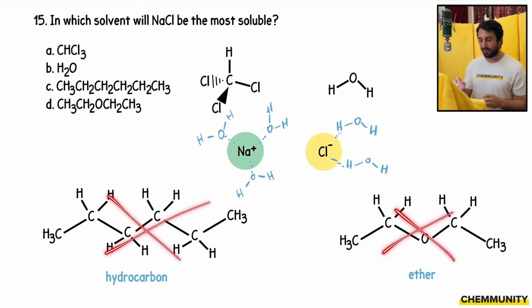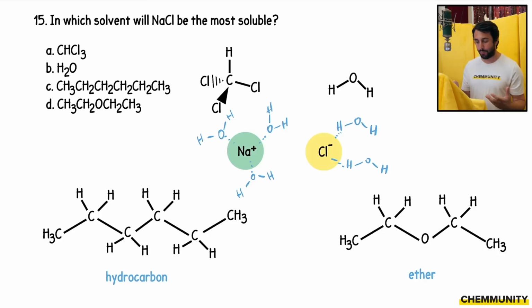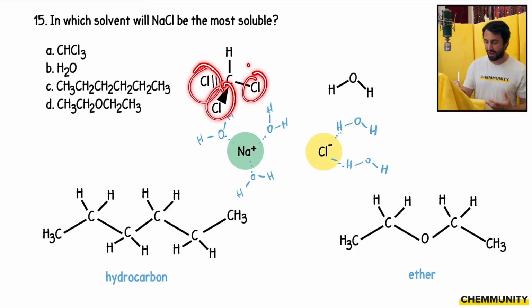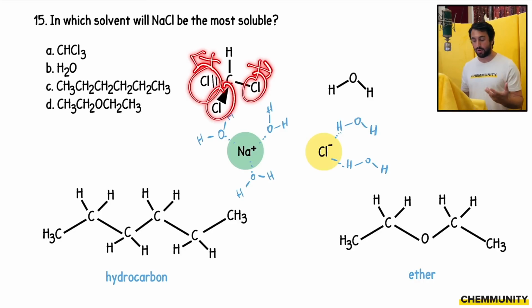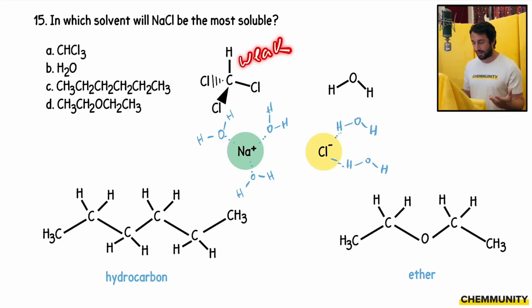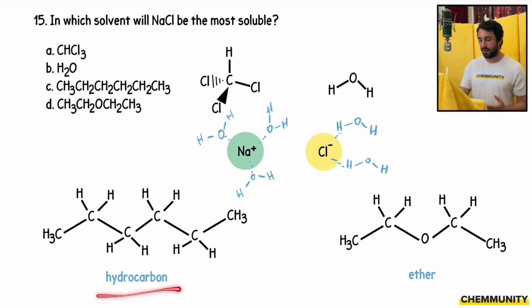With something like CHCl3, this has a pretty weak net dipole. Because of the 3 chlorine atoms here, these bonds are all pointing in different directions, so the net dipole is pretty weak. There is still going to be some interaction, but it is certainly not going to be as strong as with water. Then with the hydrocarbon, this just has no polar bonds. So there's no opportunity for any dipole-dipole interactions or ion-dipole interactions. There is no dipole present with which to interact with formally charged particles. And then the same thing for this ether here.